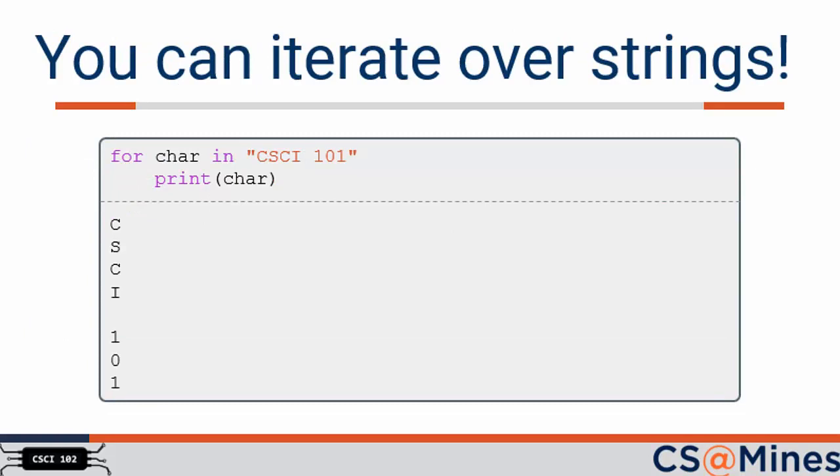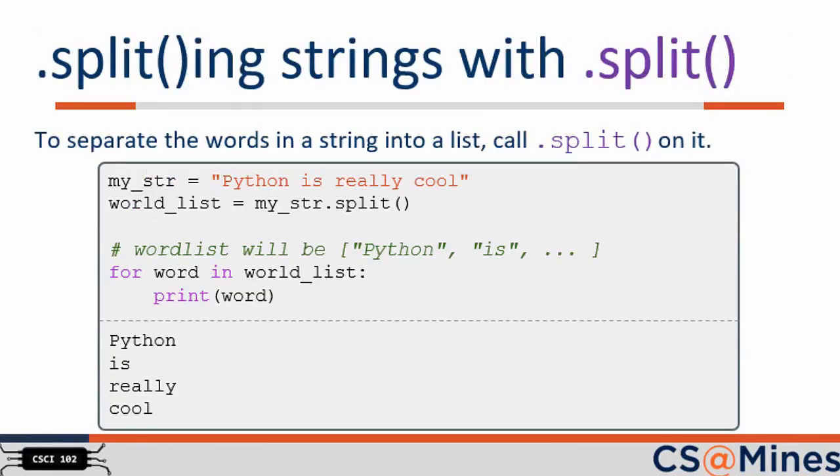Similar to lists, you can iterate over a string. The code shown on this slide will set the variable char equal to each character in the CSCI 101 string. The code then prints each character on a new line as the for loop executes. Also similar to lists, Python has several helpful built-in functions for strings.